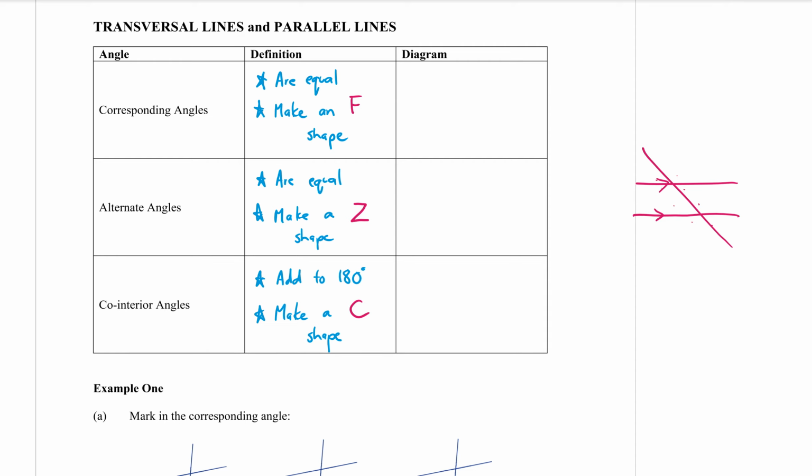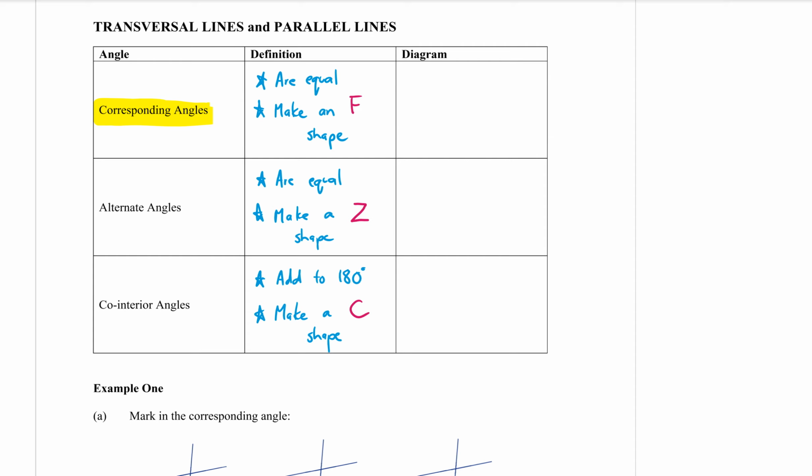There are three different rules that we are going to learn about that tell us equal angles, or in one of the cases, angles that add to 180 on those parallel lines. So let's start with the first rule. The first rule is called corresponding angles. Now, corresponding angles are equal. To find them on your parallel lines and with your transversal, they will make an F shape.